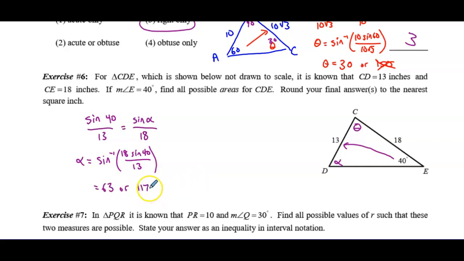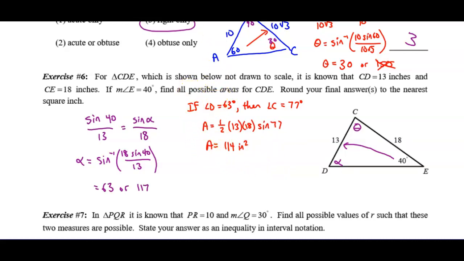And just checking that obtuse angle, it actually does work, which I would think it would, since 13 is shorter than 18. 117 with 40 still leaves me some degrees here. So I've got to calculate this both ways now. So let's say if angle D is 63 degrees, then angle C is 77 degrees, right? If this is 63, 63 plus 40 is 103, angle C would be 77. So in that case, the area would be 1/2 times 13 times 18 times sine 77. So that solves out to about 114 square inches.